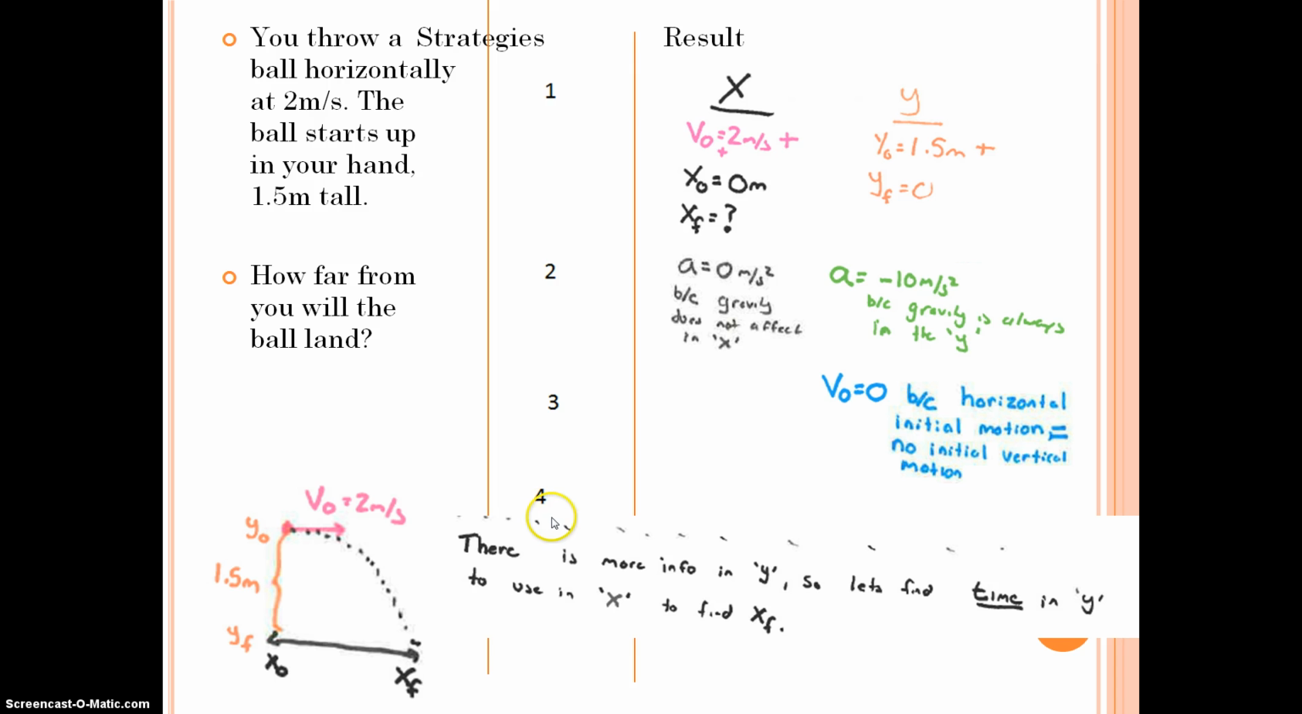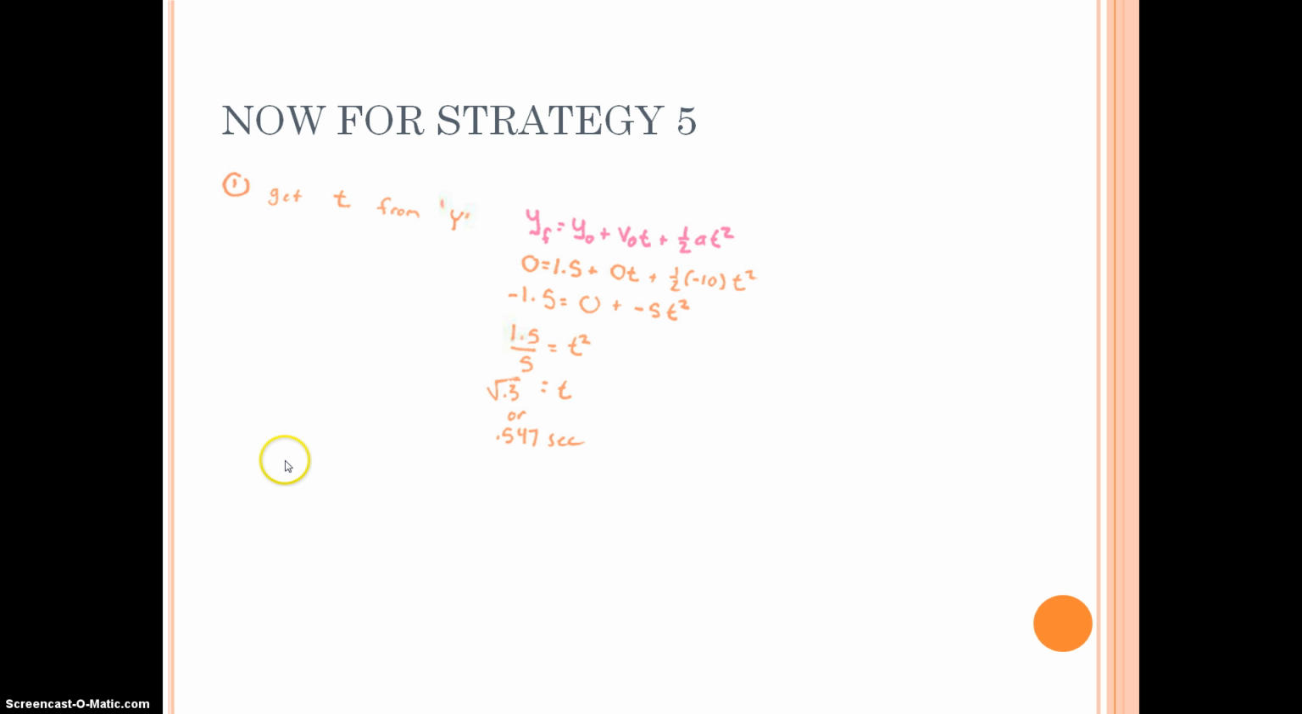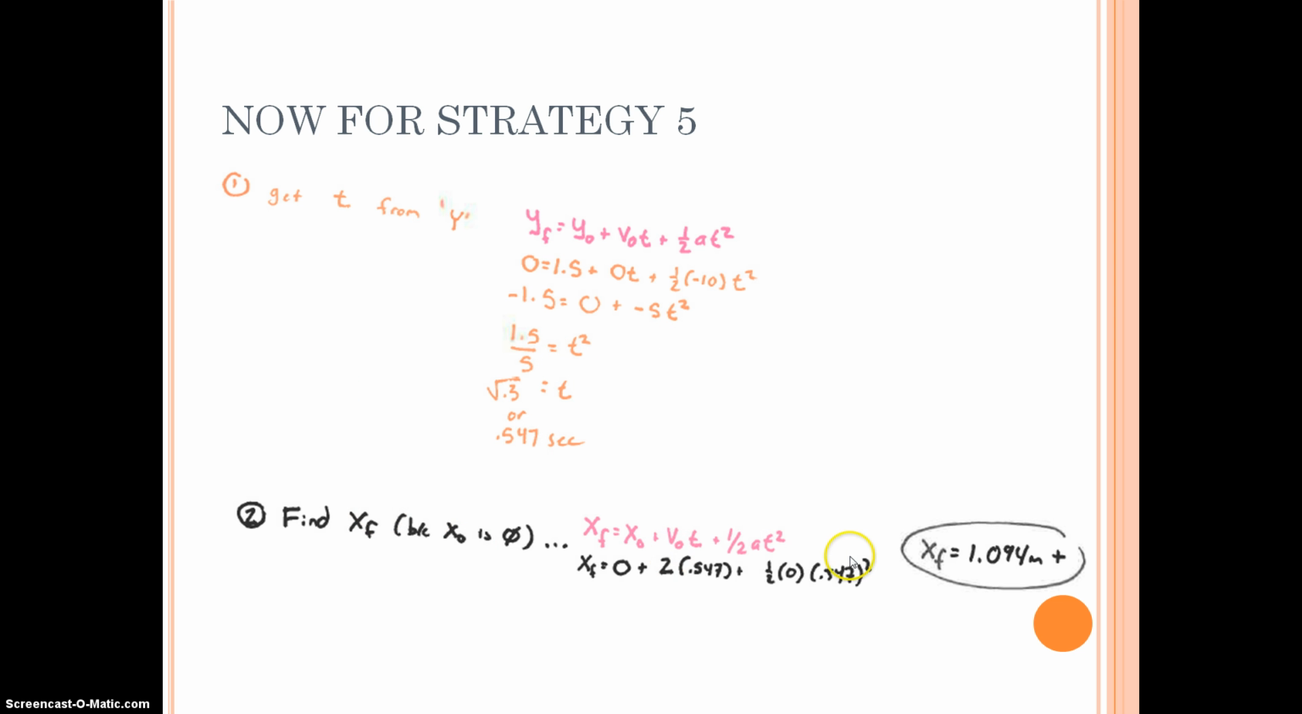Step 4, we're going to solve for time. We're going to use the y information again to find time because there's more of it. So, it's not a nice number. You probably have your calculator out. When I solved for time, I got the root of 0.3 seconds, which is also 0.547 seconds. And then using that in the x, I found the final position around 1.094 meters. If you're looking pretty good and you got it, not bad.